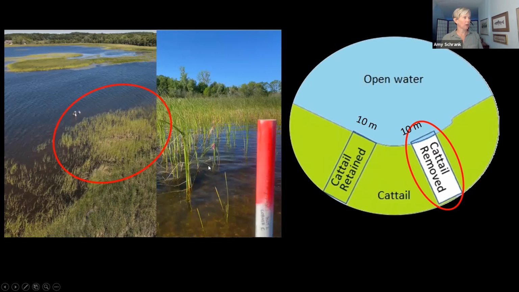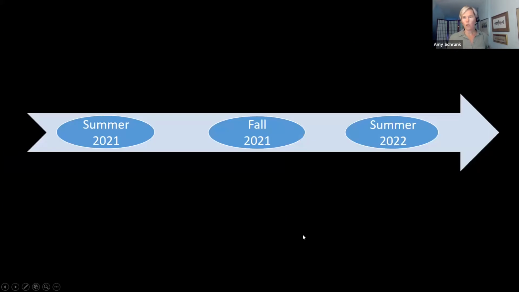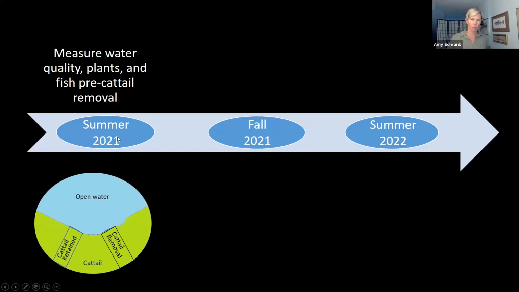We have our sites well marked because what will be happening is we'll be contracting with folks who remove cattail with their boat gear, and they'll come in and just remove the cattail at one of these sites. So just a big picture of our overall timeline of this project. So summer 2021, so the summer that we just finished, we measured water quality, plants, and fishes before cattail removal. So we did that at both sites. You can see our cattail removal site is green here because cattail haven't been removed yet.